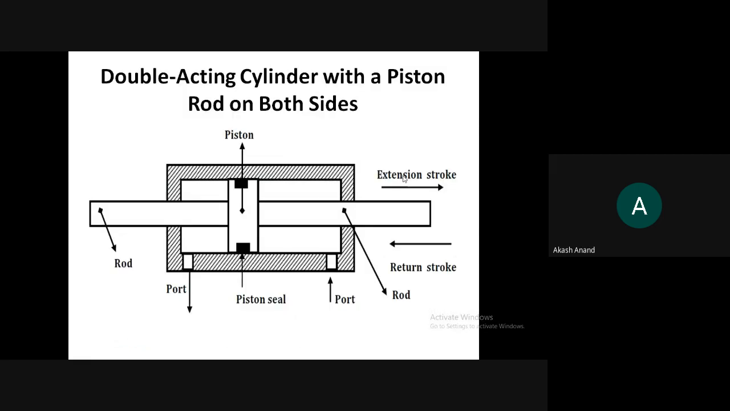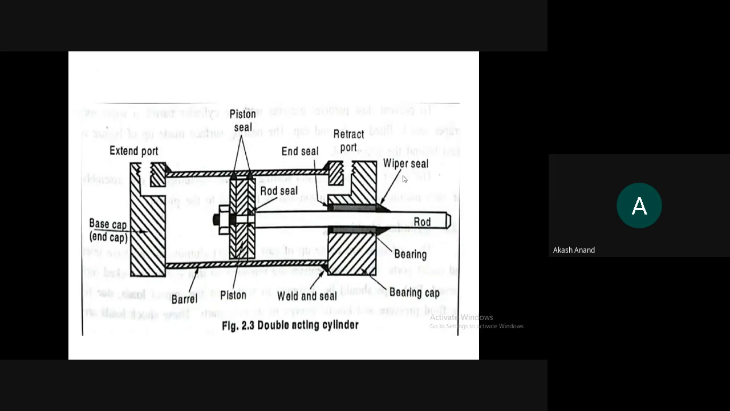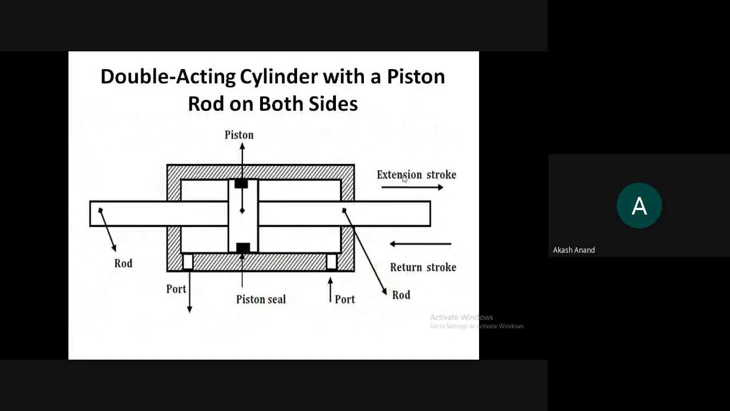This is another type of double acting cylinder with a piston rod on both the sides. This is also similar to that of a double acting cylinder. You can see there are two ports and one piston, and also seals here. But the only difference is there are two rods. Two rods are connected at both the ends. Both are the same thing, but for a certain application, the double rod type of double acting cylinder will be used. Okay. So I think you already understand how it works.